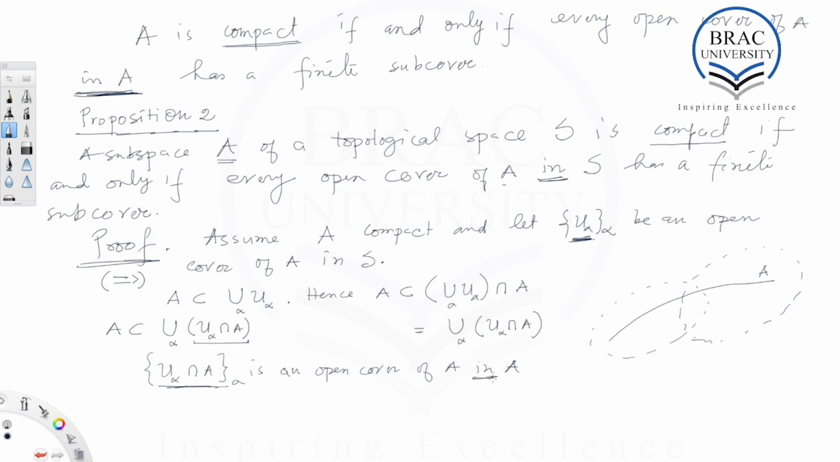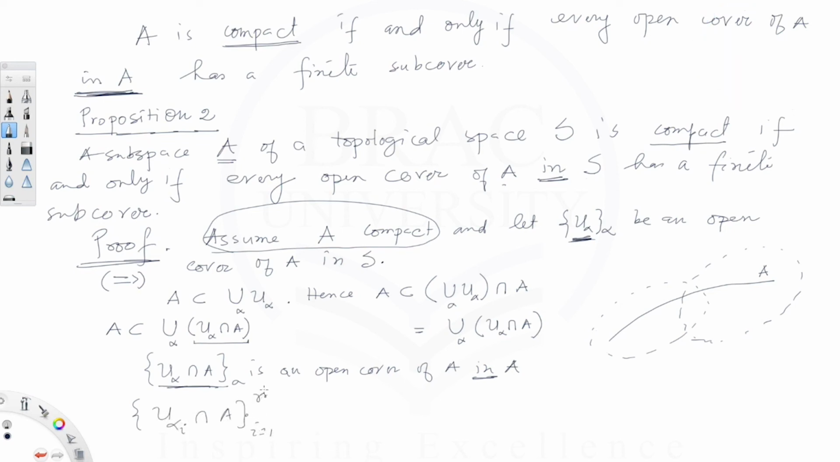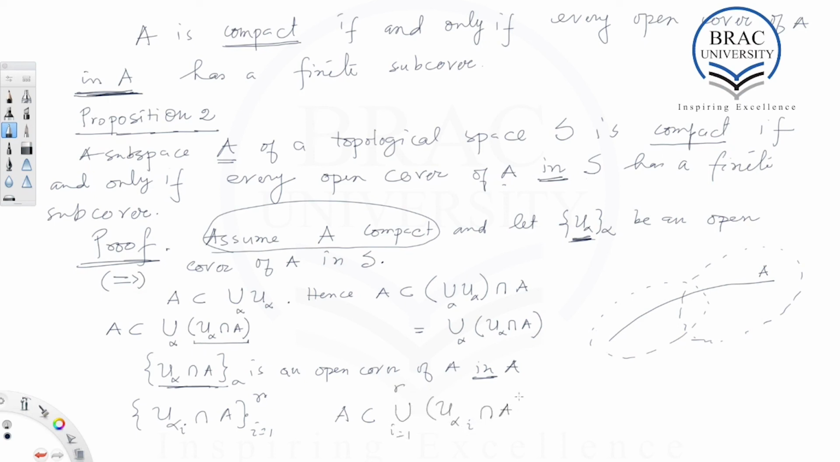All right. And now, since A is compact by hypothesis, this cover has a finite subcover. Let us denote that finite subcover with U alpha i intersected with A, from i equal to 1 to r. And by subcover we mean that A is contained in the union of these finitely many sets, i equal to 1 to r, U alpha i intersected with A.